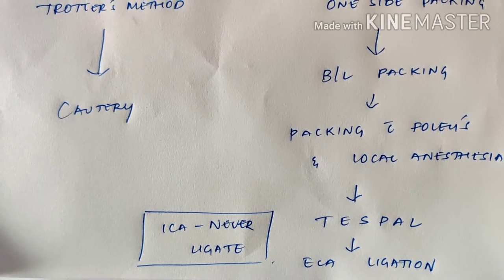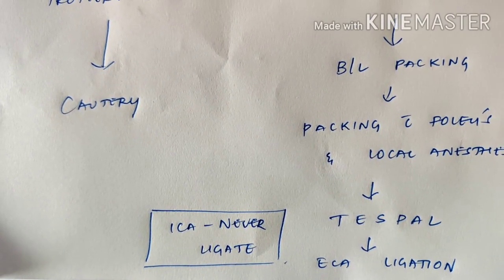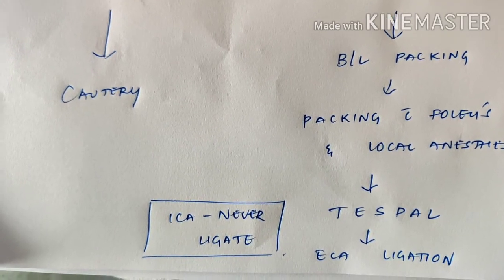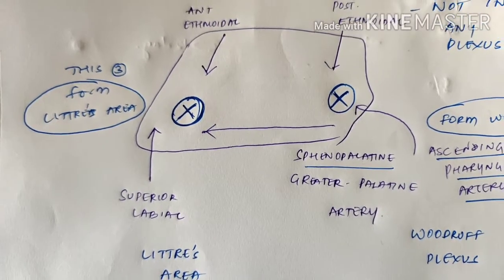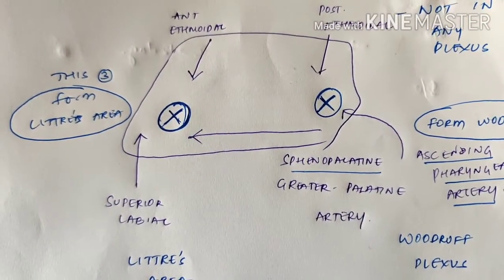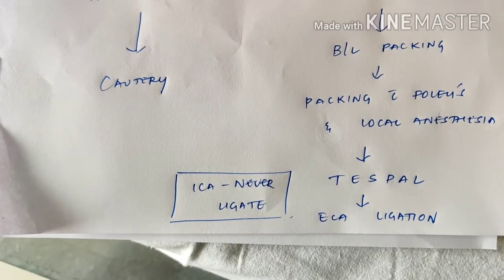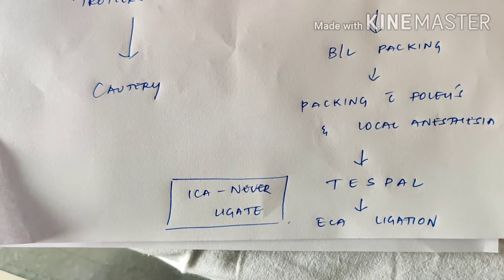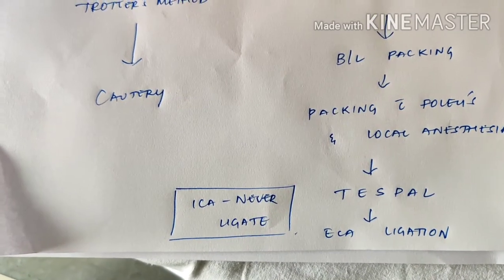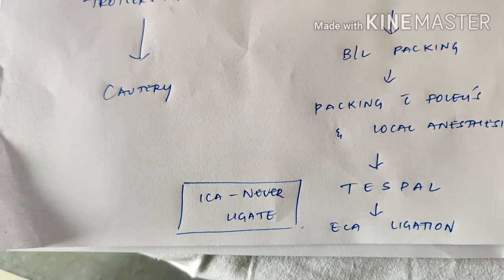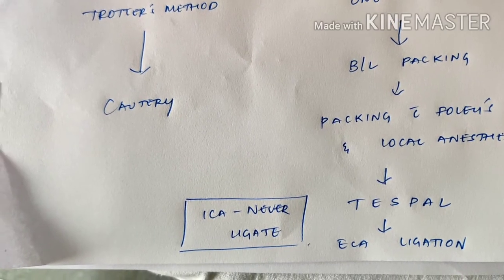If it's still not responding, then you have to go for TESPAL. TESPAL means transnasal endoscopic sphenopalatine artery ligation. Why sphenopalatine artery? Because it is the artery of epistaxis, the most important artery in epistaxis. So sphenopalatine is ligated. If it is still not controlled after TESPAL, you go for external carotid artery ligation. Never do ICA ligation, because ICA is a very important artery to the brain. So ECA ligation you have to do, if epistaxis is not controlled.